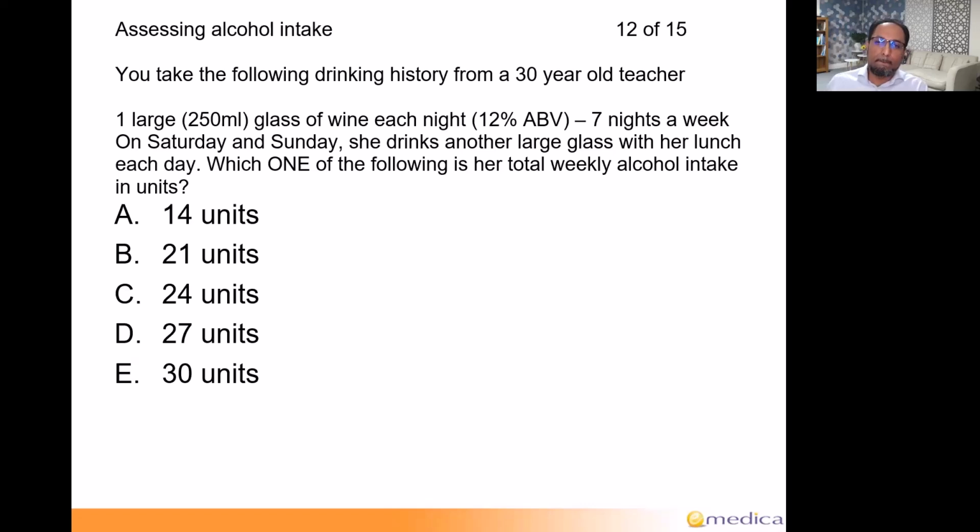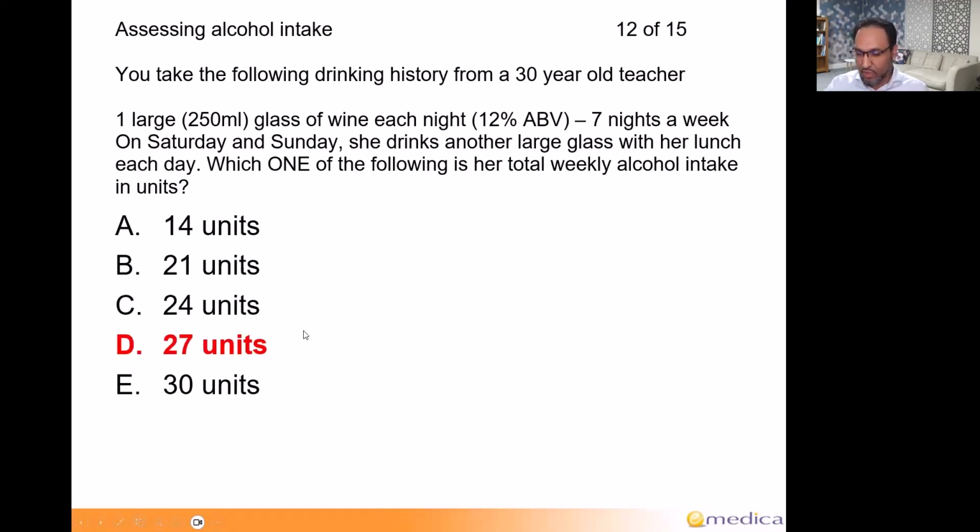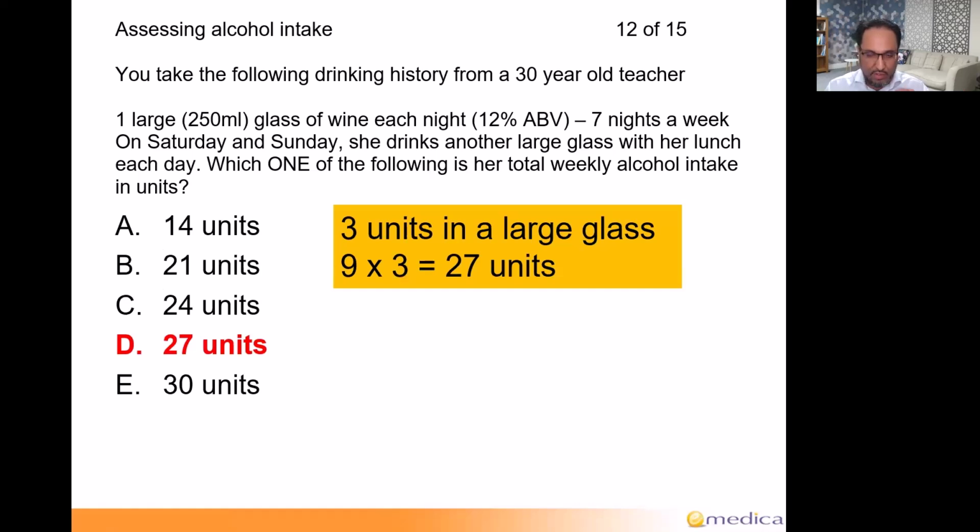So if you know that a large, 250 ml glass of wine at about 12% alcohol is 3 units roughly, and 7 nights a week they have this drink, and then on Saturday and Sunday another one with lunch. So how many glasses of wine in total? 9, right? So every night they have one, so that's 7. Then Saturday at lunch, Sunday at lunch, so 9, right? Okay, so roughly 3 times 9, 27. So if you know how many units are in common drinks, that's a quick way.